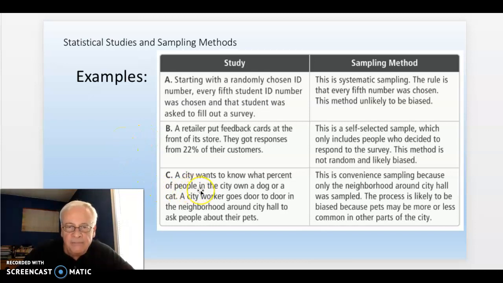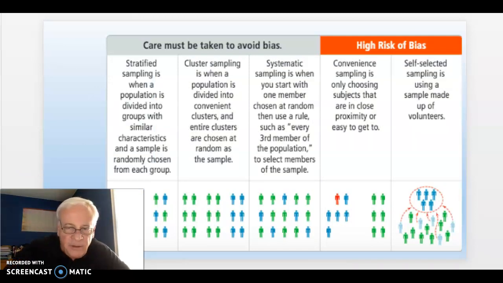Example C down here: a city wants to know the percent of people in the entire city that own a dog or a cat. But in order to do that, they just sample around City Hall. That's known as convenience sampling. They're not getting a complete picture of the entire population. Those are the examples. I put this on one page so you could see it. This is what you need to know in order to do well on the summary assessment.